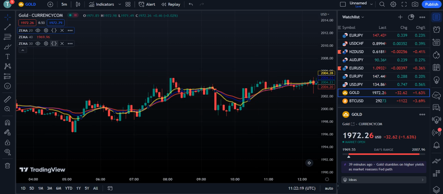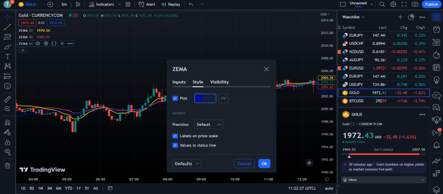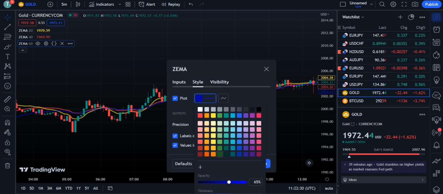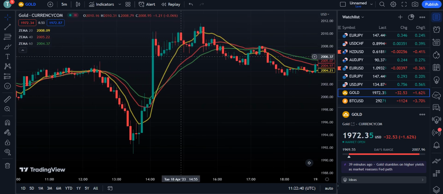And for the third one I will be changing its input from 30 to 60, and I will change its color from blue to green, for example this green. Okay, that's all, and I will change its thickness also. Okay, so now this level is set for us.